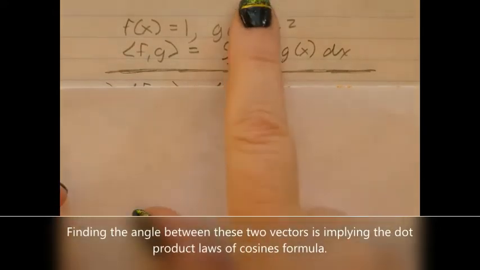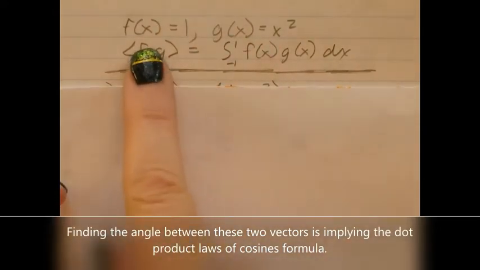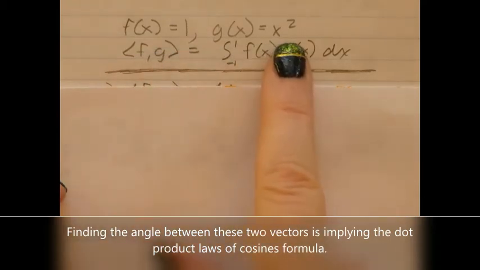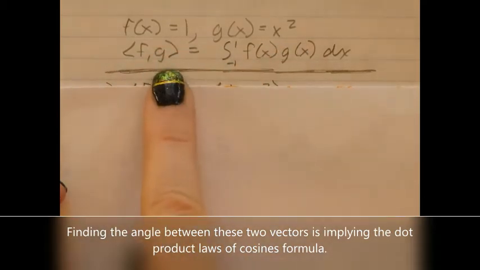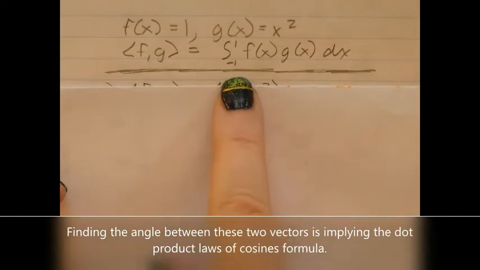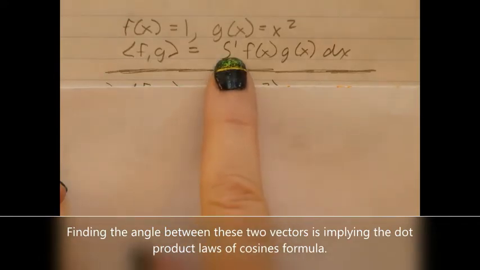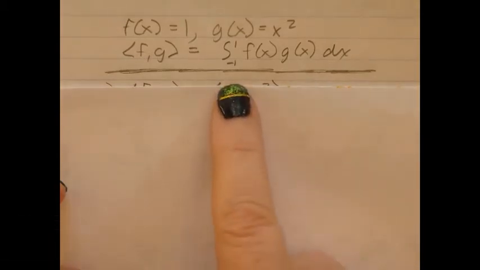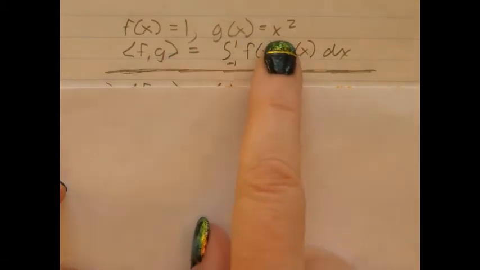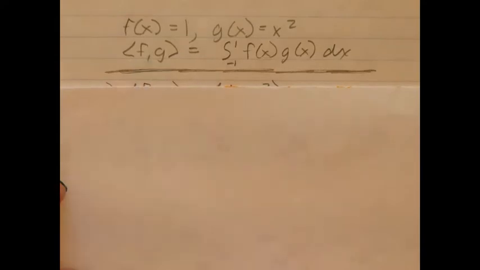Next example, we're going to find the angle between the vectors, and they gave us f of x equals 1 and g of x equals x squared for the inner product space, which is defined by the integral from -1 to 1 of f of x times g of x dx. All right, so they already told us what our bounds were, they told us our functions, and they let us know that we're in an inner product space.